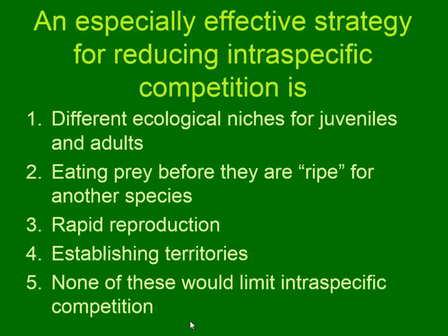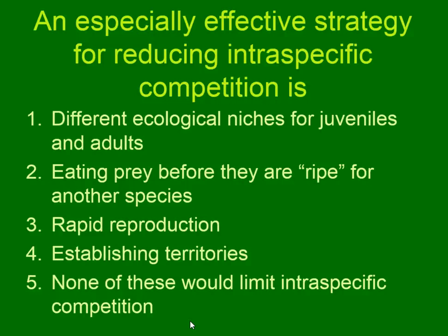Well, one of these will, so 5 is right out. We know that establishing territories doesn't actually reduce competition, it is a form of competition. Rapid reproduction would increase the number of individuals. That is going to increase competition. Eating prey before another species can get to it is a great strategy to reduce interspecific competition, not intraspecific competition.